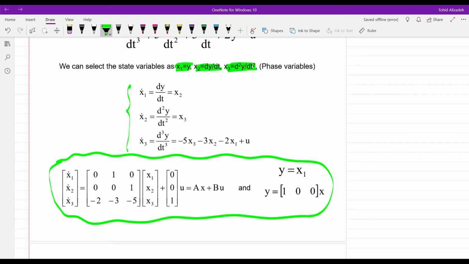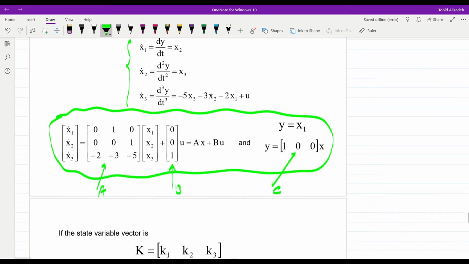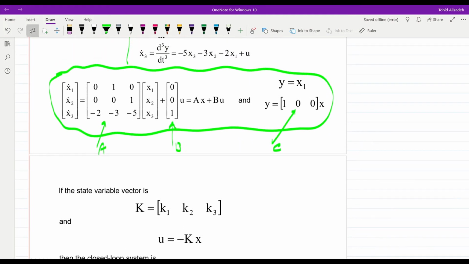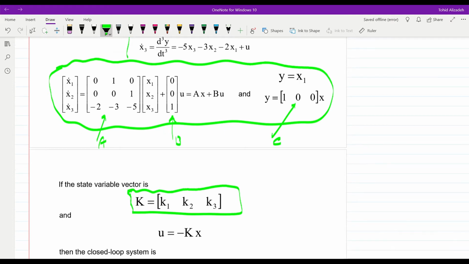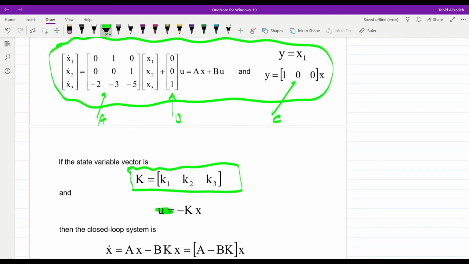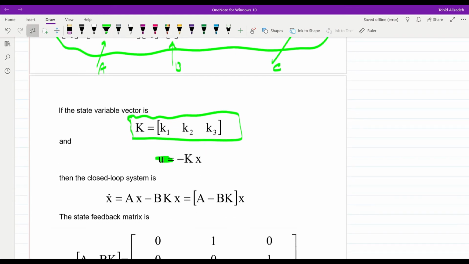We have the controllable canonical form. Here we have the A matrix, B, C, and D is equal to 0. And now, if we have the full state feedback, we have 3 states. Therefore, the K matrix will have 3 elements, K1, K2, and K3. It will be in the form of a row vector. And we will have U equal to minus Kx. Now, for the closed loop system, we will have the system described as x dot equal to A minus BK times x.